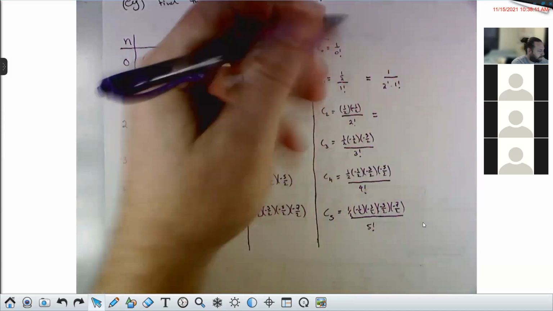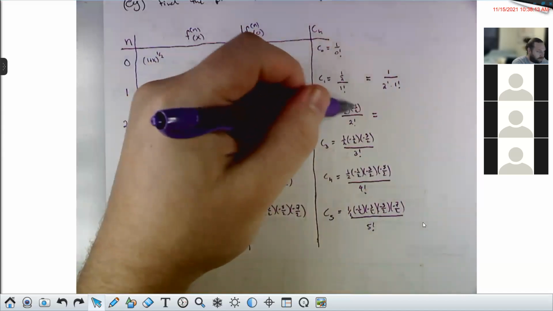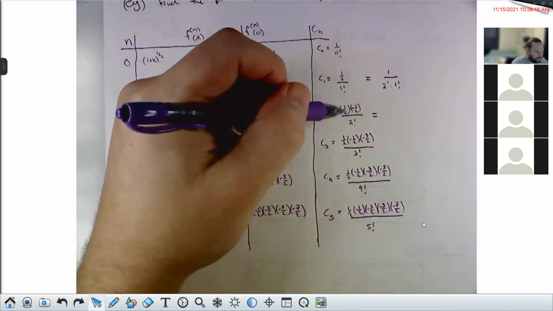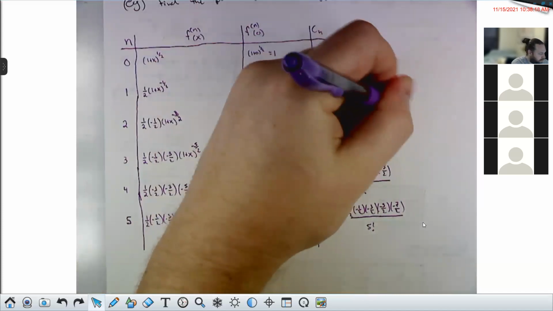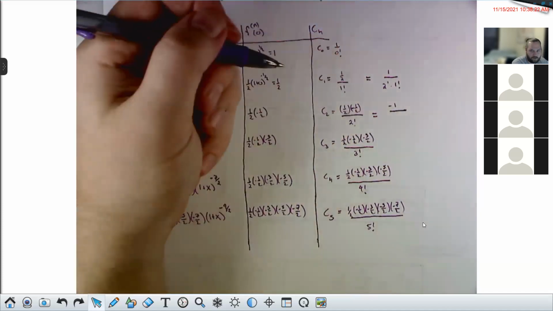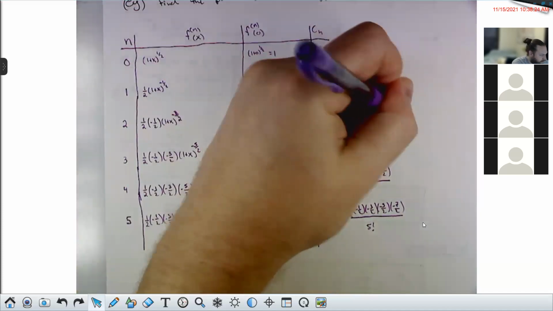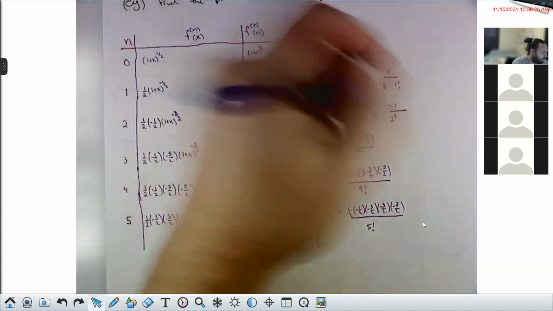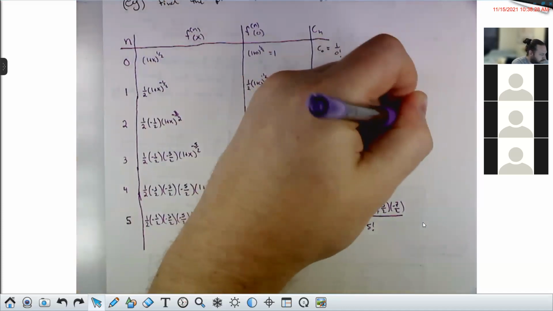This guy, I've got a 1/2 times negative 1/2 upstairs. So that's going to be negative. The 2's from the fractions, 1/2 and negative 1/2, can come downstairs as 2 squared. And then I have 2 factorial.